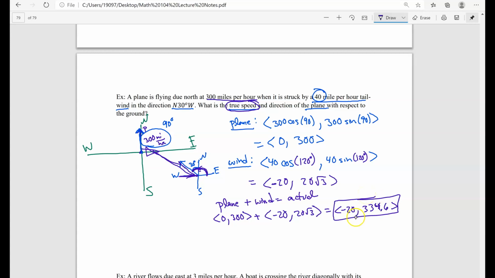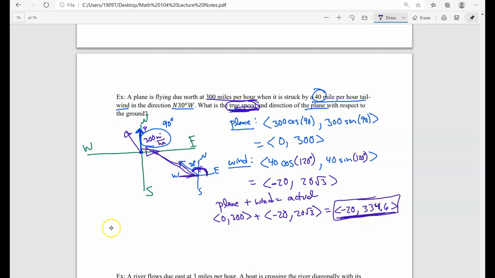So basically, this particular plane now is going in this direction. It's going northwest. It's not going north anymore. Now, notice that it's looking for the speed. Speed is not a unit of a vector. This is not the speed. What we want to figure out is the magnitude of this vector.